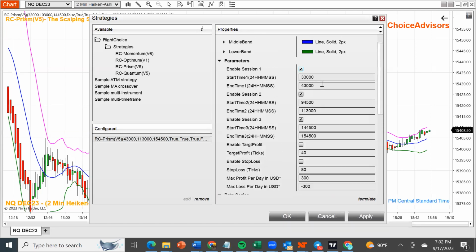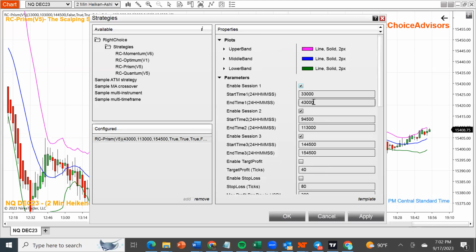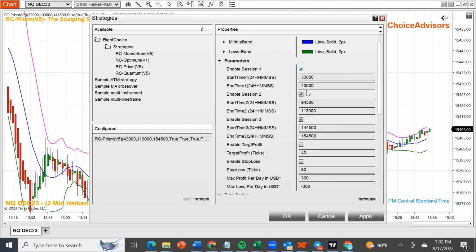But if it hits the $300 target within the first session, it won't execute any trades in session 2 or session 3. Or if it hits the $300 loss in session 1, it won't take trades in session 2 or session 3. But if the target is still not reached, then it will continue to execute in the next sessions. Even in session 3, if it doesn't complete, that's fine. At the end of the session, it will stop. And then again, next day, it will try to achieve whatever target profit we have given.